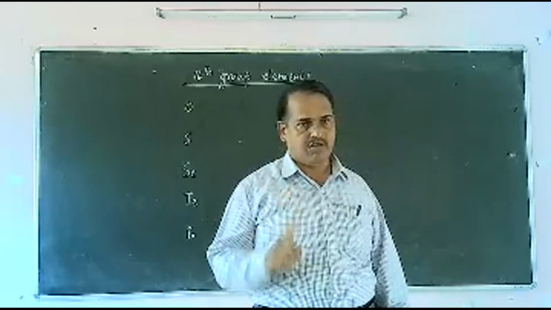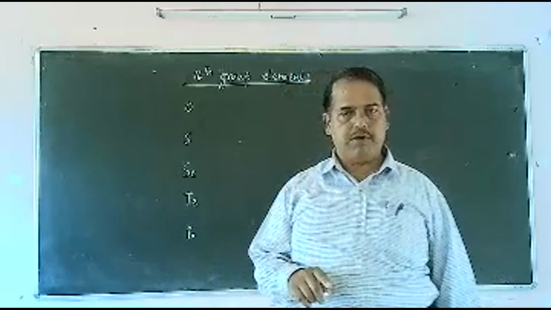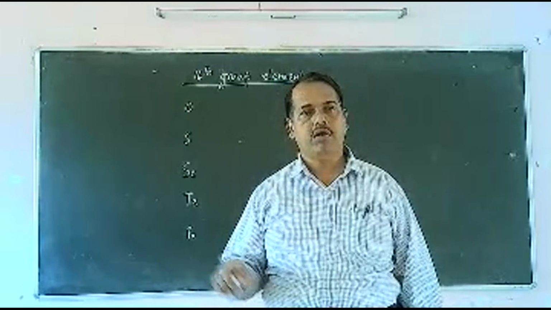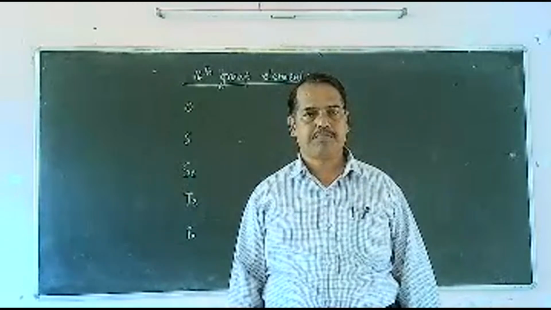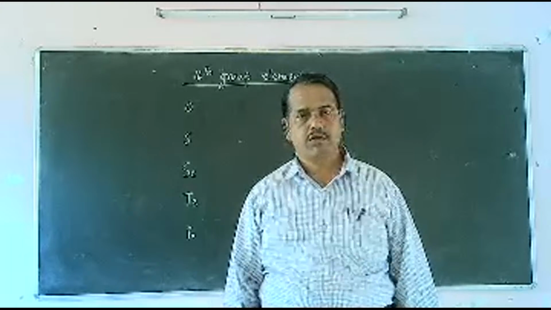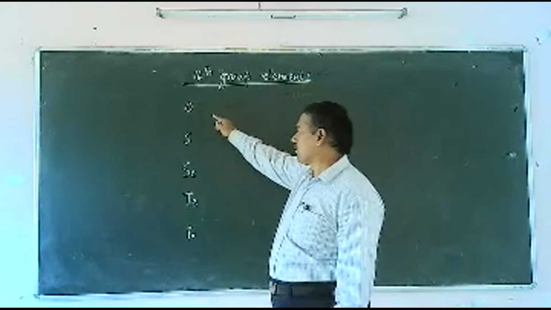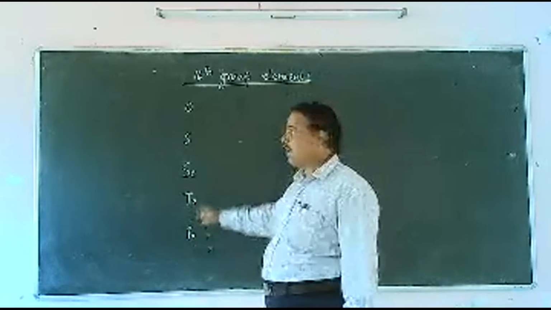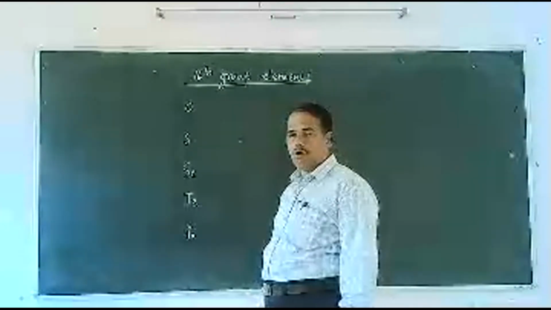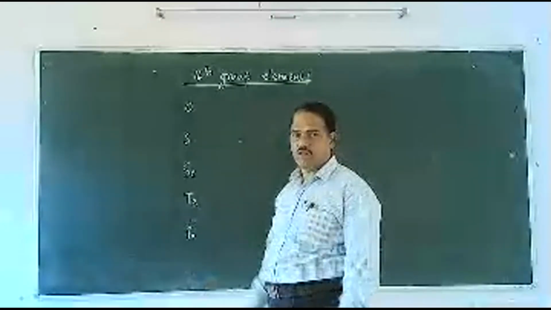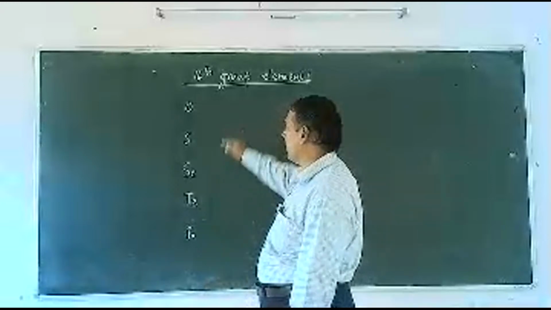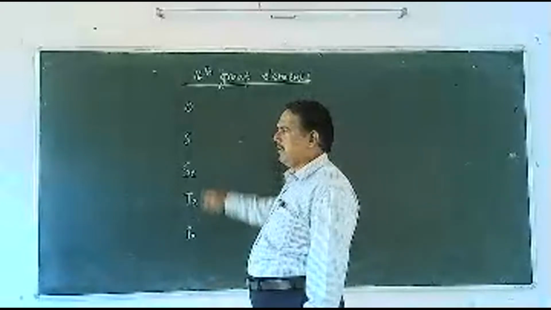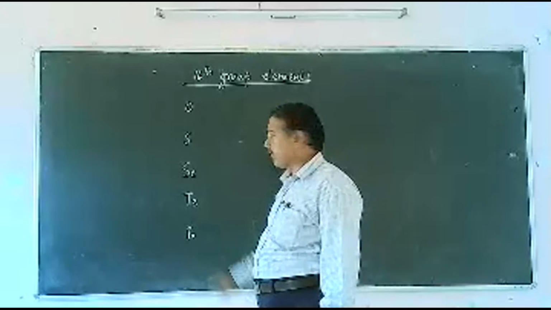16 group elements are oxygen, sulfur, selenium, tellurium and polonium. Are you clear? Okay. So oxygen, sulfur, selenium, tellurium, polonium. You understood the occurrence, how it occurs in our nature. Okay. Then we shall study some of the chemical traits of these elements.